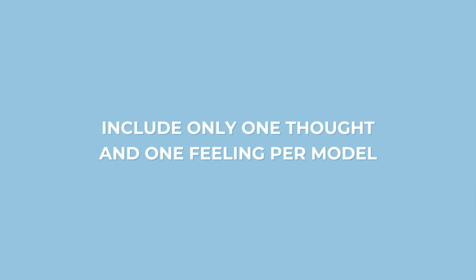Now, very important, when you're completing a model, you're going to include only one thought and one feeling per model. If you include multiple thoughts or emotions, what'll happen is you'll end up with a mixed model. And that means that you won't be able to connect the dots between the specific thought that you're having and the particular result that it's producing. Remember that the model helps us become aware of how our thoughts are driving our results.